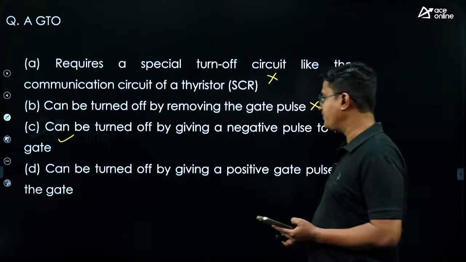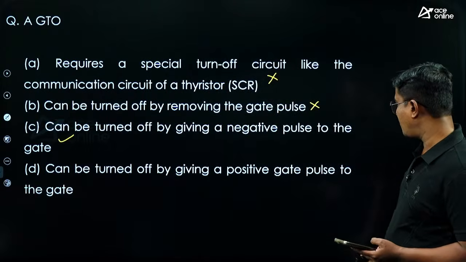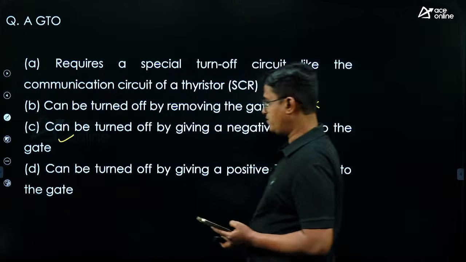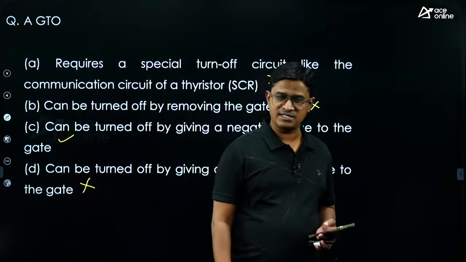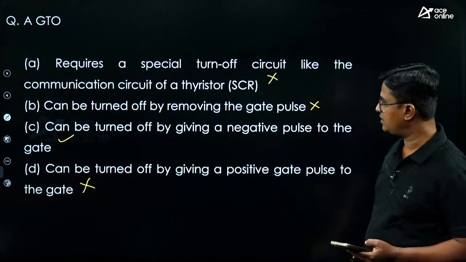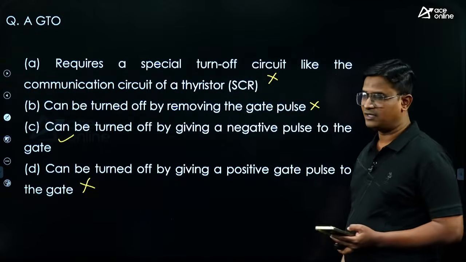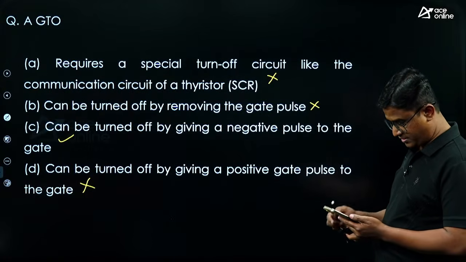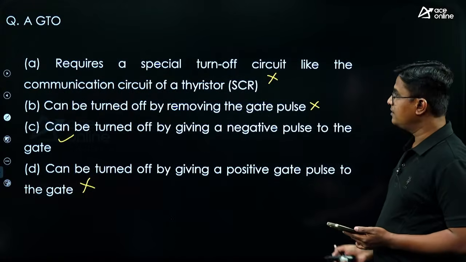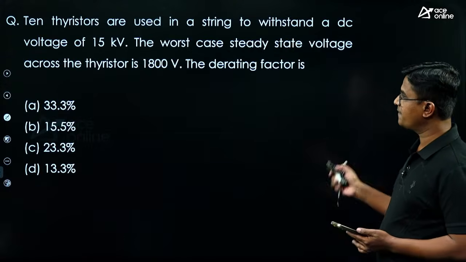And what about the D? Can be turned off by giving a positive gate pulse to the gate. No. To turn on the SCR, we require the positive gate current, but to turn off we require the negative gate current, right? So correct option is option C. Very nice, right? Let us move forward. Next question.